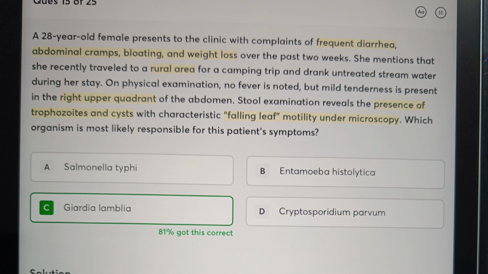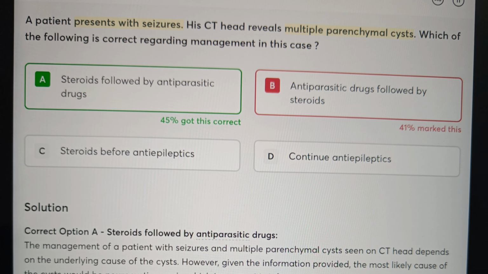And now correlate with the other data. It's written frequent diarrhea, abdominal cramps, bloating, and weight loss. So the small intestine, the duodenum, is affected in Giardia lamblia. So we get to know, falling leaf motility, Giardia lamblia only.